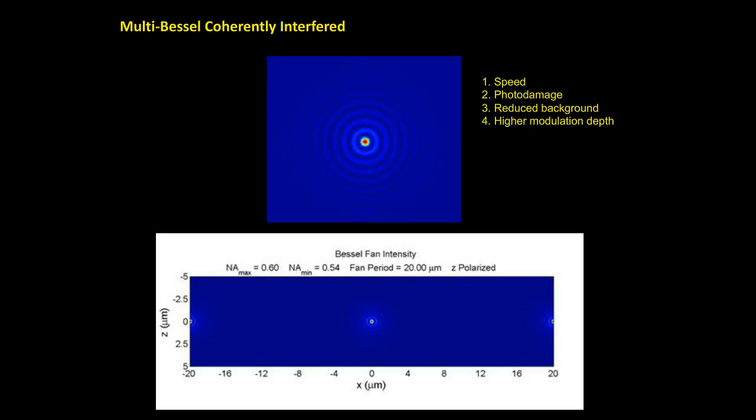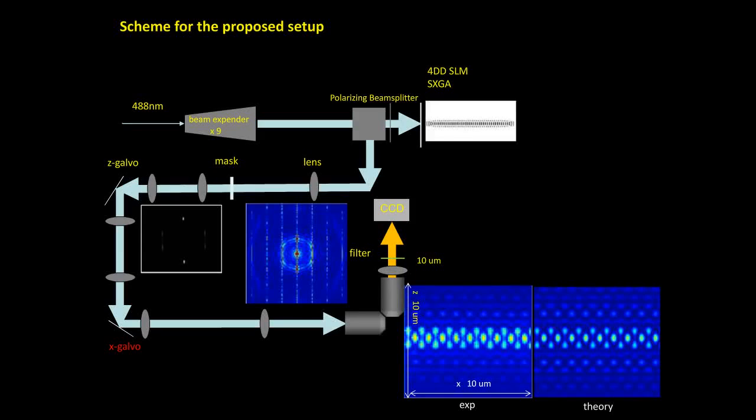At some specific distance, for example in this case around 0.91 micron, all the Bessel beams have constructive interference at the center and destructive interference at the side. In this way, we can create a multi-beam Bessel and also reduce the background from the side lobes. The problem is how to create this kind of pattern, because we know passive optics doesn't work. So we go to active optics, which we call the spatial light modulator. This is the scheme of the proposed setup.